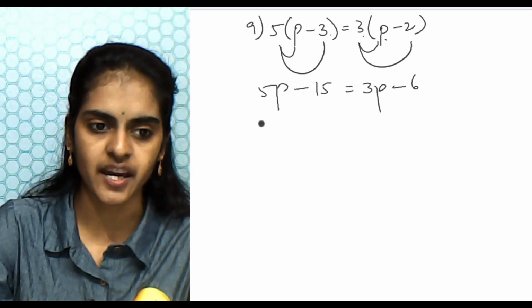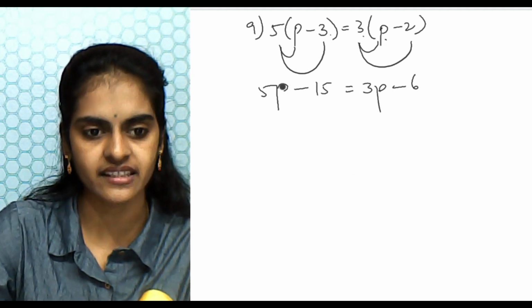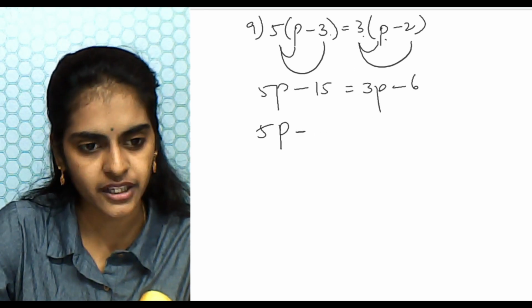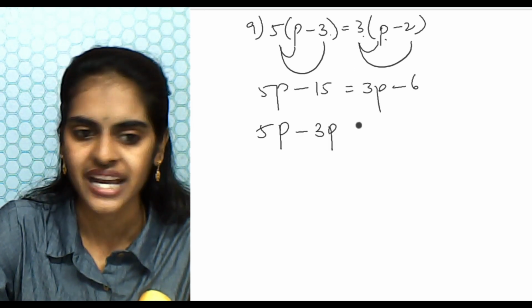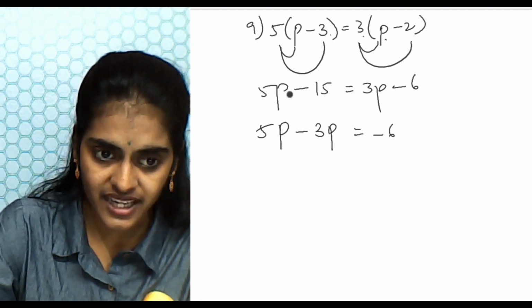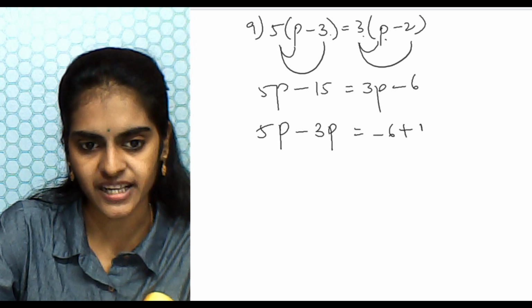So here 5p is the bigger number, so let us send this 3p to this side. So 5p, this 3p is positive, coming to the other side becomes negative, is equal to, you have minus 6 here, write it. Okay, this minus 15, send it to the other side, becomes plus 15.